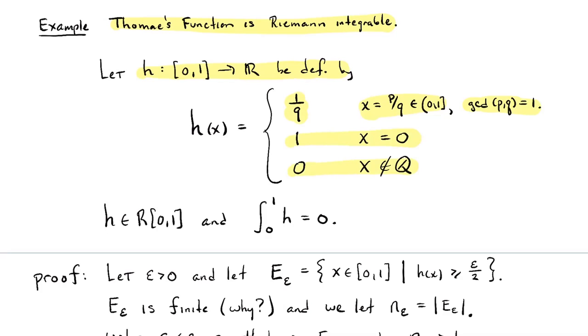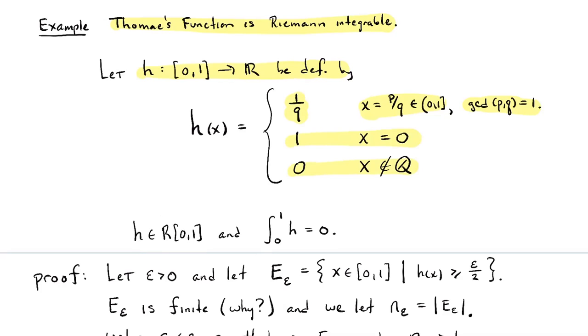So maybe I can recall to you over here. Let me just move this so I have a little bit of room. Recall that we proved that h is continuous at every irrational number, but it's discontinuous at every rational.